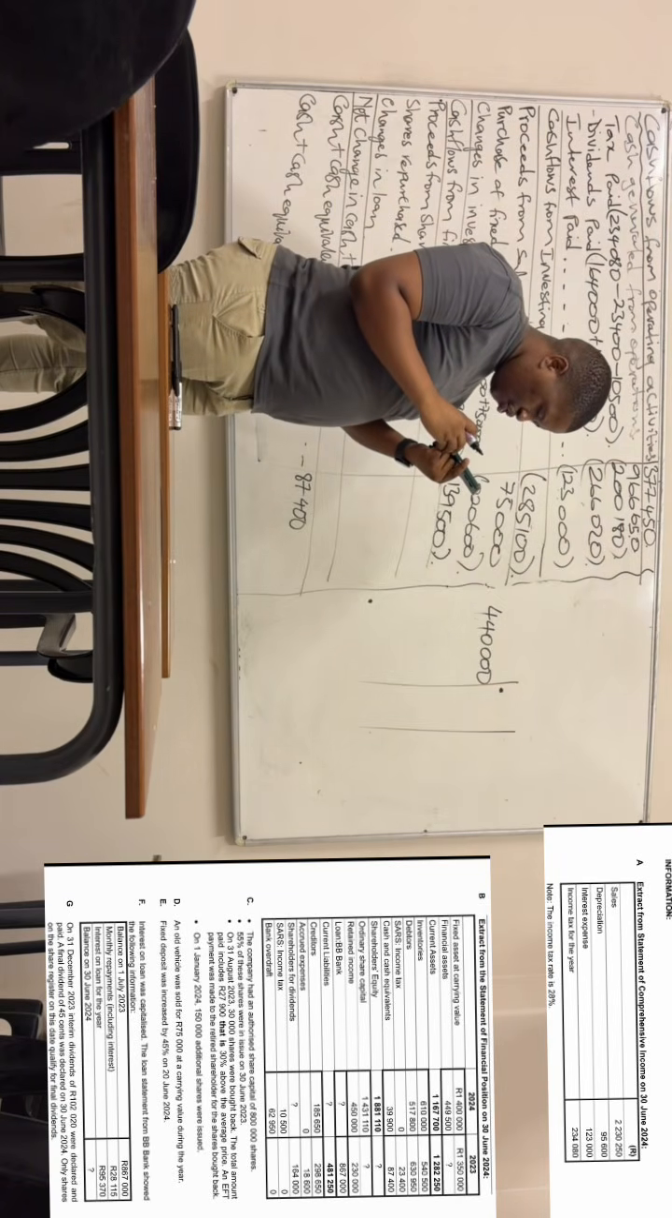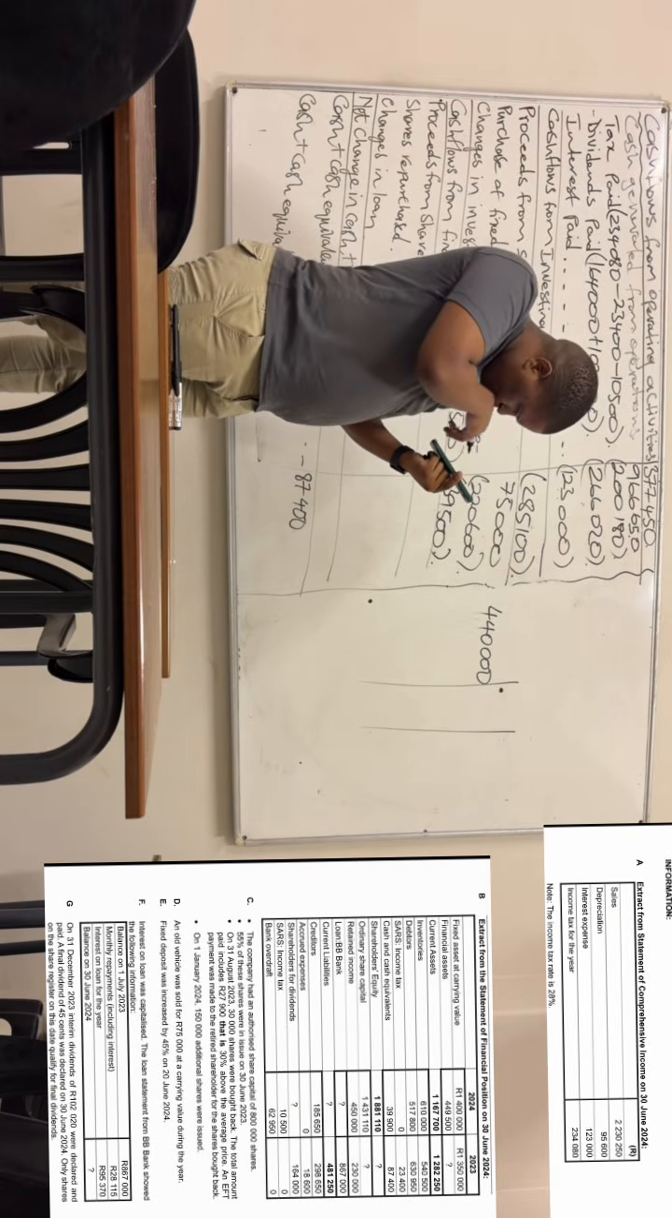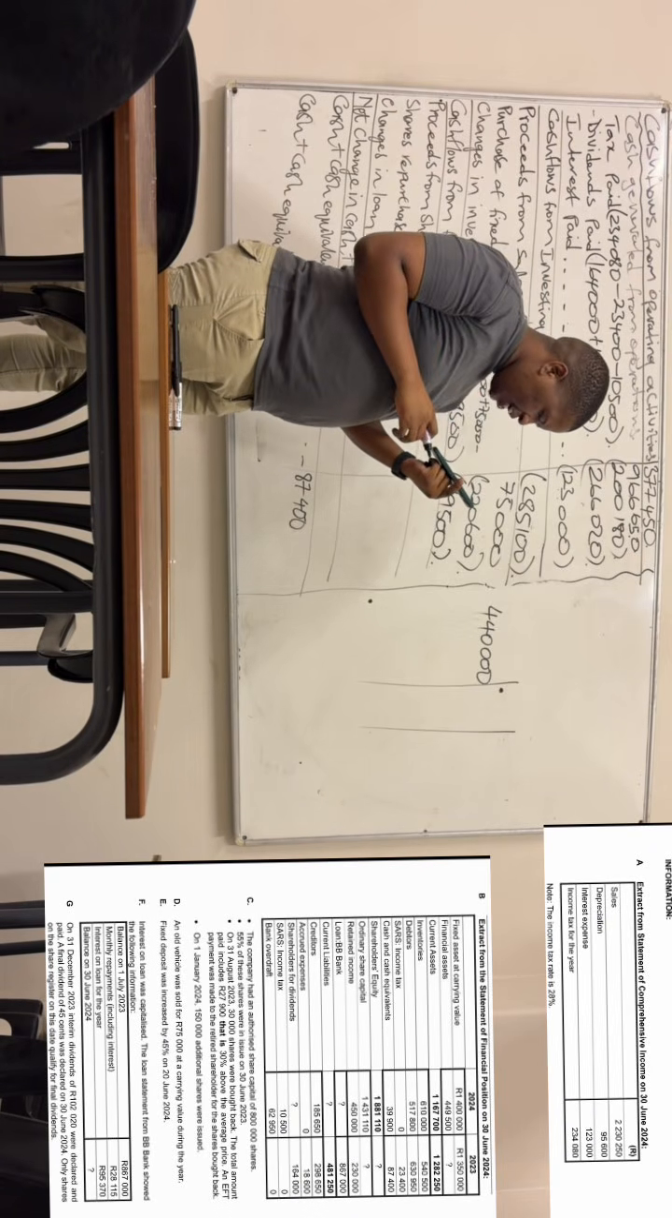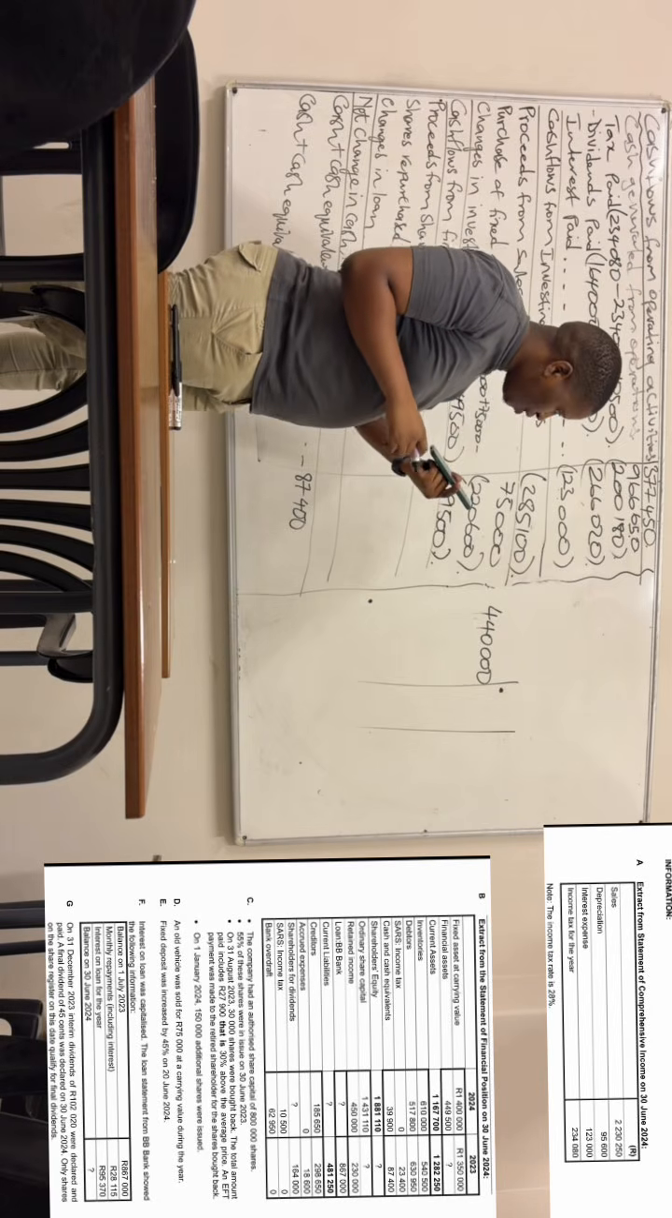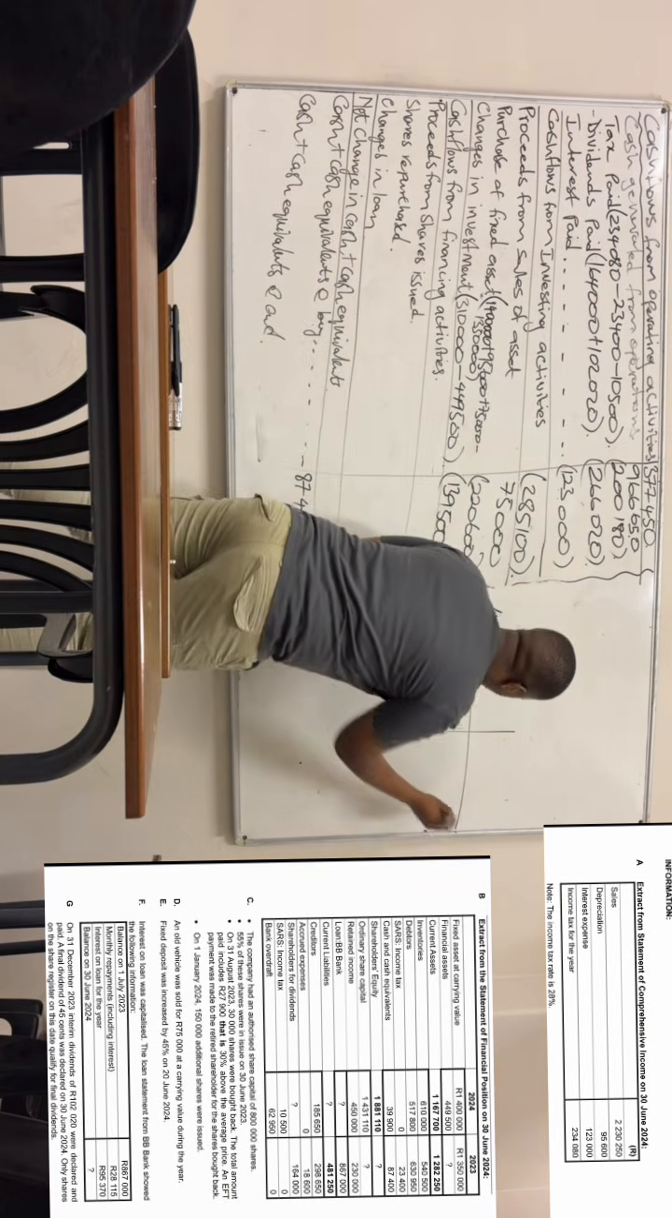You look at your information P. For information P, we do not have the ordinary share capital at the beginning of the year. We only have the one at the end of the year. It's not a problem. We move on.